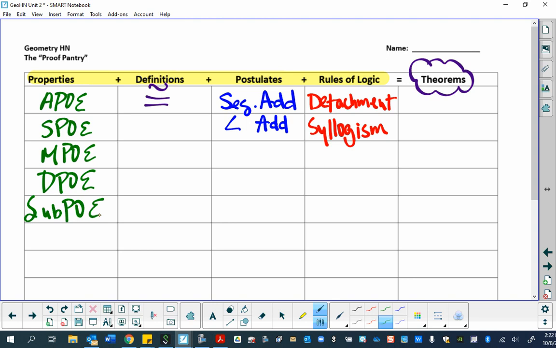So what I'm going to do is take the next 5 minutes, page through whoever's notebook is more organized, pick one of you, look at all of our definitions, and fill in some things on your proof pantry. Questions before I let you go? You can fill it out however you want.